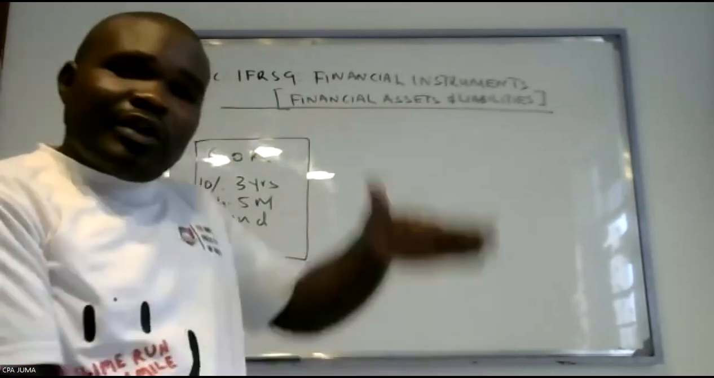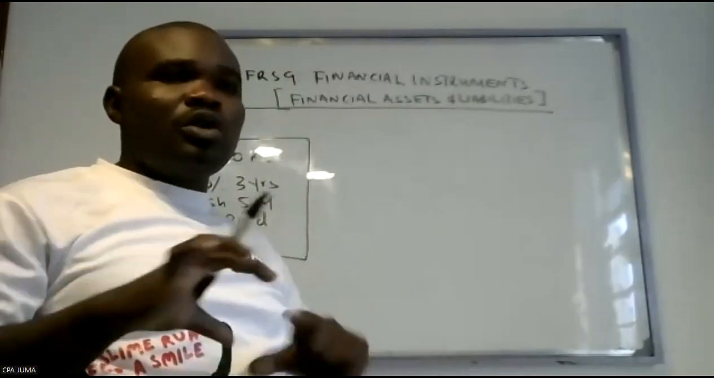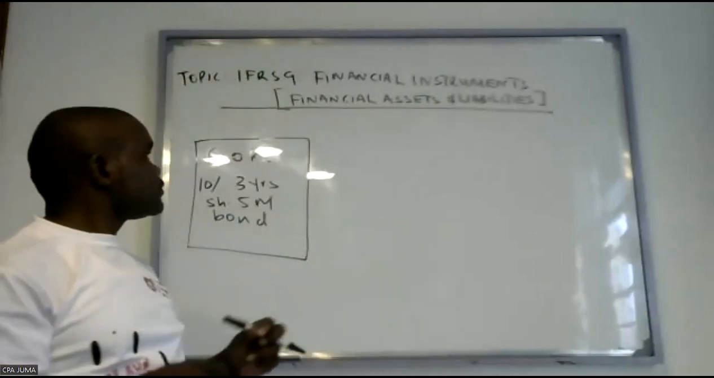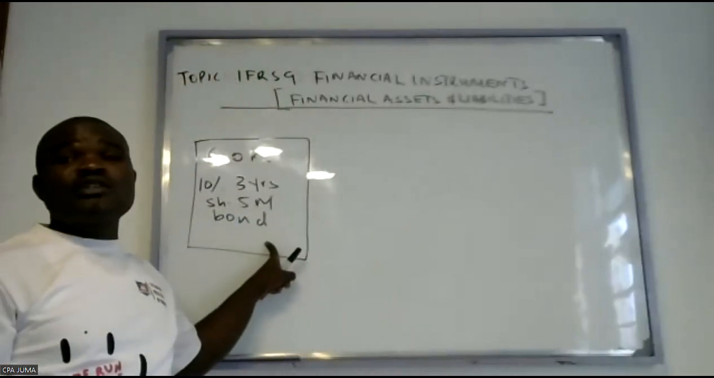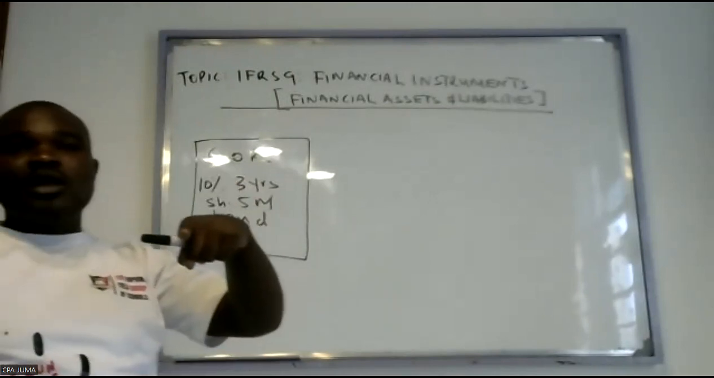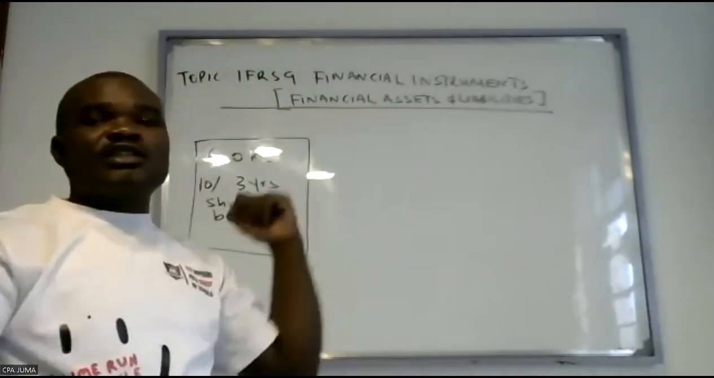So when the government wants to borrow locally or even internationally through this, what they do is issue these certificates to the public. So you are the public. You take your 5 million there, they give you the certificates.